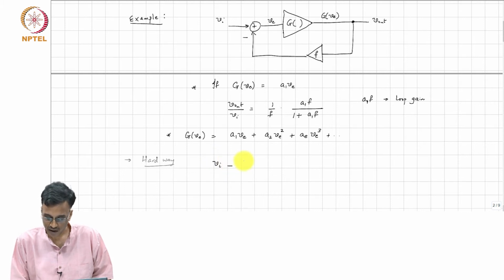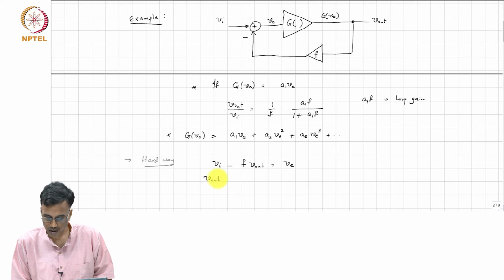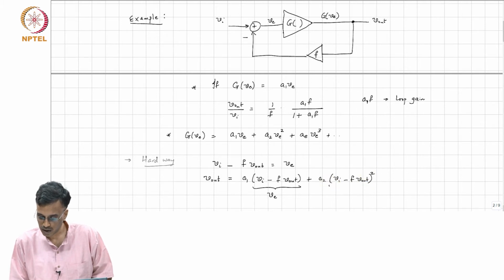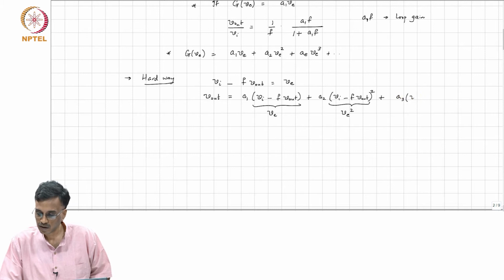So, what would you do? Well, V I minus f times V out equals V E, and V out equals A 1 times V E, which is V I minus f V out, plus A 2 times V I minus f V out the whole square, plus A 3 times V I minus f V out the whole cube.